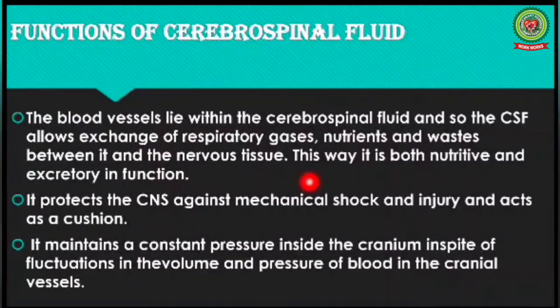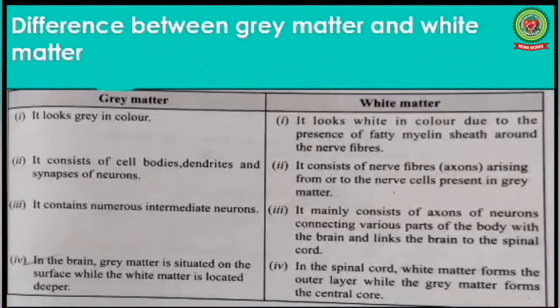Functions of cerebrospinal fluid. The blood vessels which lie in the CSF allow the exchange of respiratory gases, nutrients and waste between it and the nervous system. This way, it is both nutritive and excretory in function. It protects the central nervous system against mechanical shock and injury and acts as a cushion. It maintains a constant pressure inside the cranium in spite of fluctuations in the volume and pressure of blood in the cranial vessels.